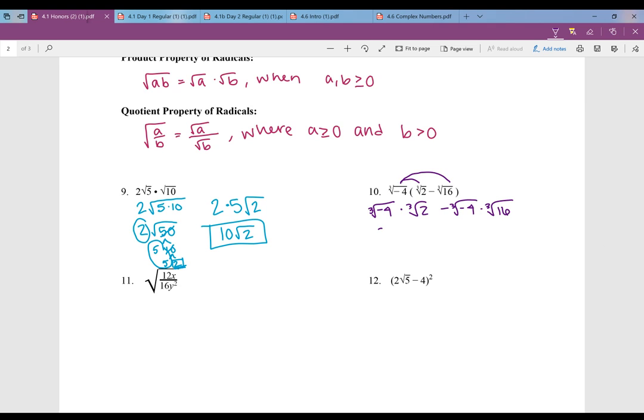So if we multiply those together, we have negative 4 times 2 and negative 4 times 16. Negative 4 times 2 will be negative 8. And negative 4 times 16, that's going to be negative 64. And now we just need to try and break these down.